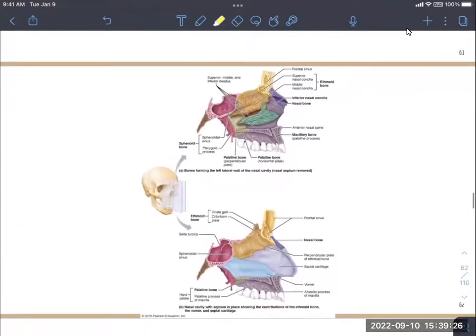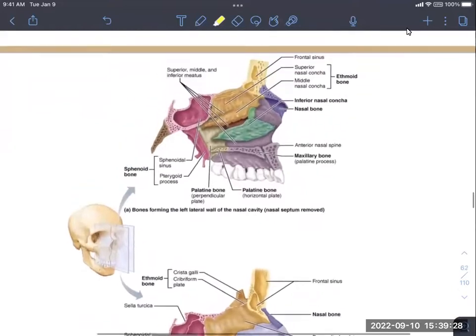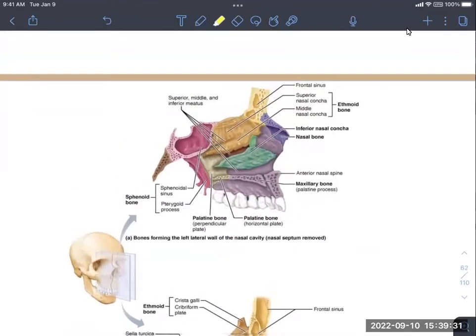So here are the bones of the nose. We've looked at all of these. We have our frontal sinus. We have our superior nasal concha. We've talked about that. Our middle nasal concha. We have our inferior nasal concha, our nasal bone, the superior, middle, and inferior meatus, which is the area underneath each of those concha.